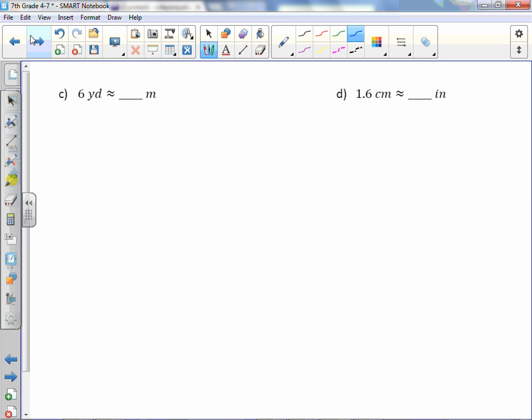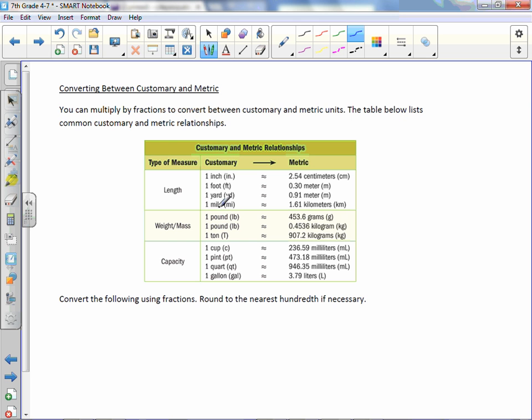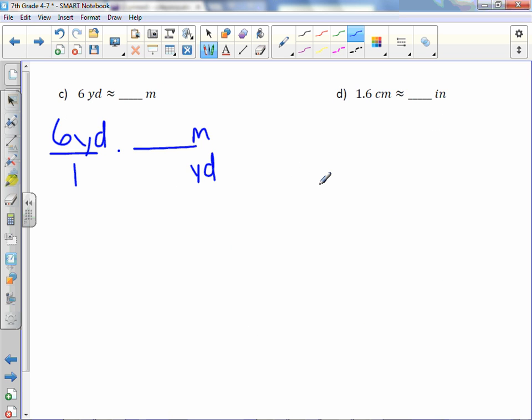Letter C, 6 yards is approximately blank m. M is meters. So start with 6 yards over 1, multiply, we want yards in the denominator and meters up top. So let's find a conversion with yards and meters. 1 yard is approximately 0.91 meters. So 1 yard and 0.91 meters. Well, our yards cancel out and we're left with meters, which is exactly what we want.